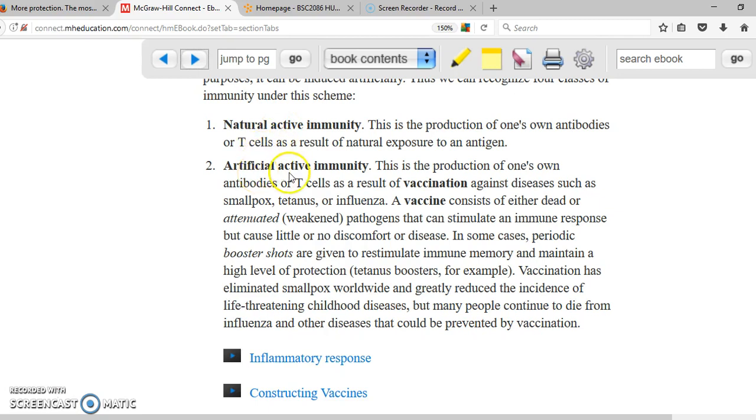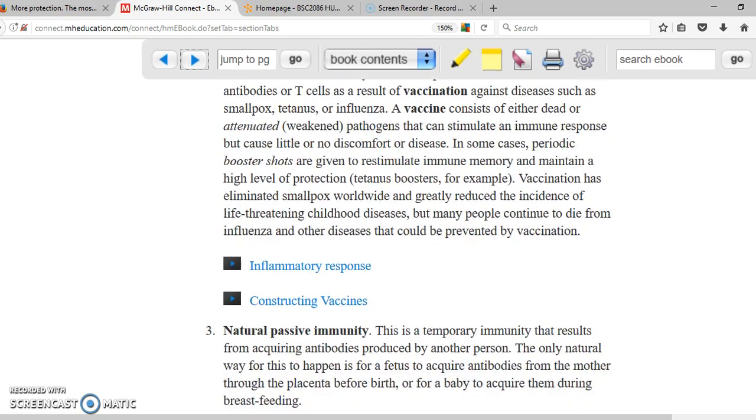Then you have artificial active. Artificial, you did not get your own infection. You got the infection artificially, like for example with a vaccine. And you are active because you created your own antibodies against this infection that was given to you with a vaccine. So that's why it says here vaccination and vaccine.